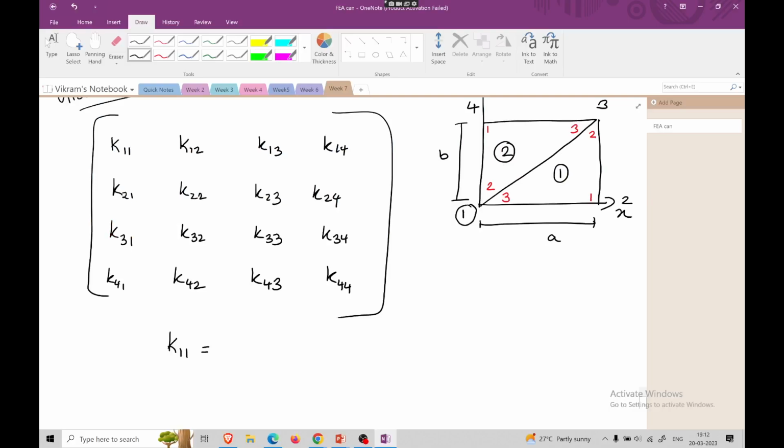2 contributions, sir. Okay, so what will be this thing? From the first element we will have K33, right? And from the second element we will have K22. Is this right? Yes, sir. Because here the contribution is from local number 2, here the contribution is from local number 3.